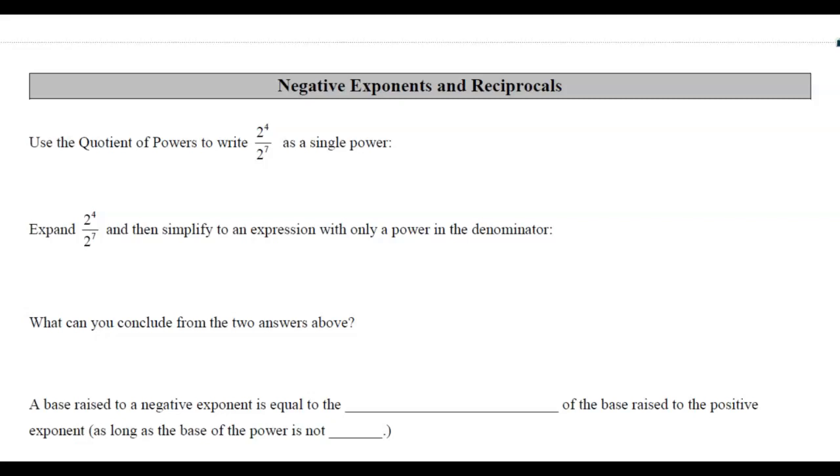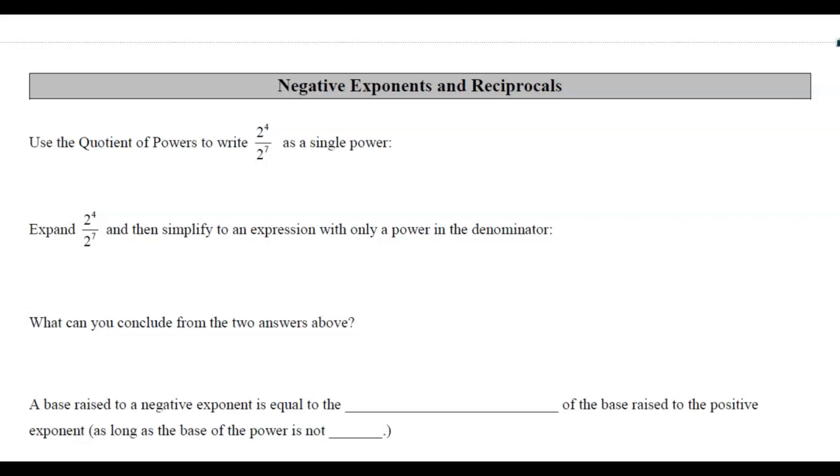Negative exponents. I want you to write that 2 to the 4th over 2 to the 7th using the power laws that we reviewed yesterday. So when you're dividing powers with the same base, you subtract the exponents. So subtract the exponents, that's your exponent on 2.